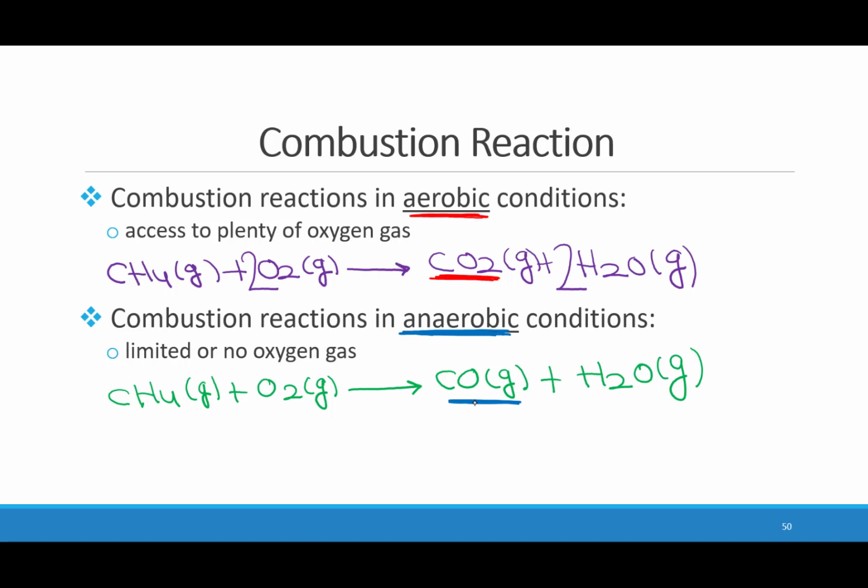Water stays the same. Okay, everything stays the same. The only thing that changes: aerobic condition is carbon dioxide, anaerobic condition, carbon monoxide. Okay, know that, memorize that. This equation is not balanced. What we have to do is to balance it.